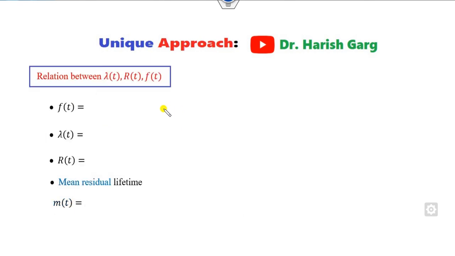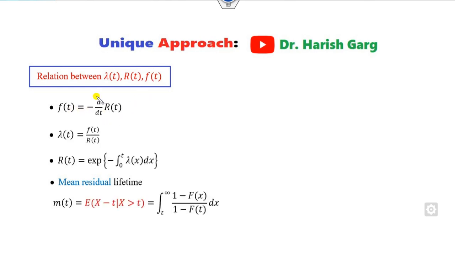Now there is a relation between the failure rate, hazard rate, and the reliability. So what is f? As I told you, f is nothing but minus dR by dt, and here. So remember these three formulae, which I have used frequently to explain these examples.